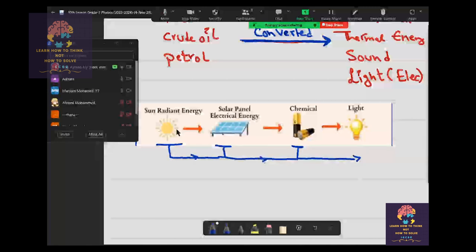So the sun energy and the light which is sent to us by the sun can be converted into light. How? By using solar panels and batteries. The solar panel converts the radiant energy into electric energy. The electric energy is stored inside batteries. And then the batteries convert the chemical energy inside of it to light.